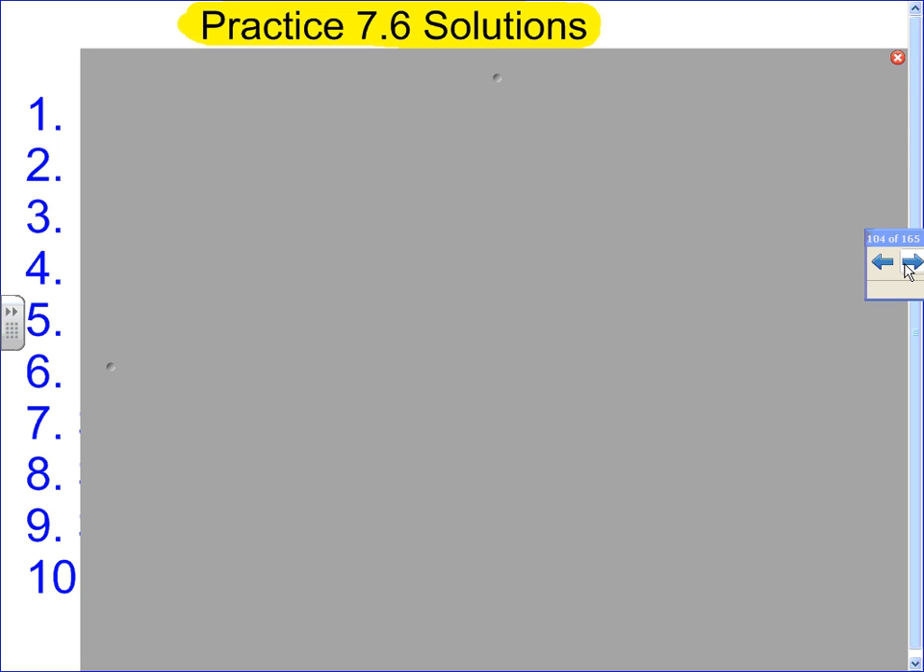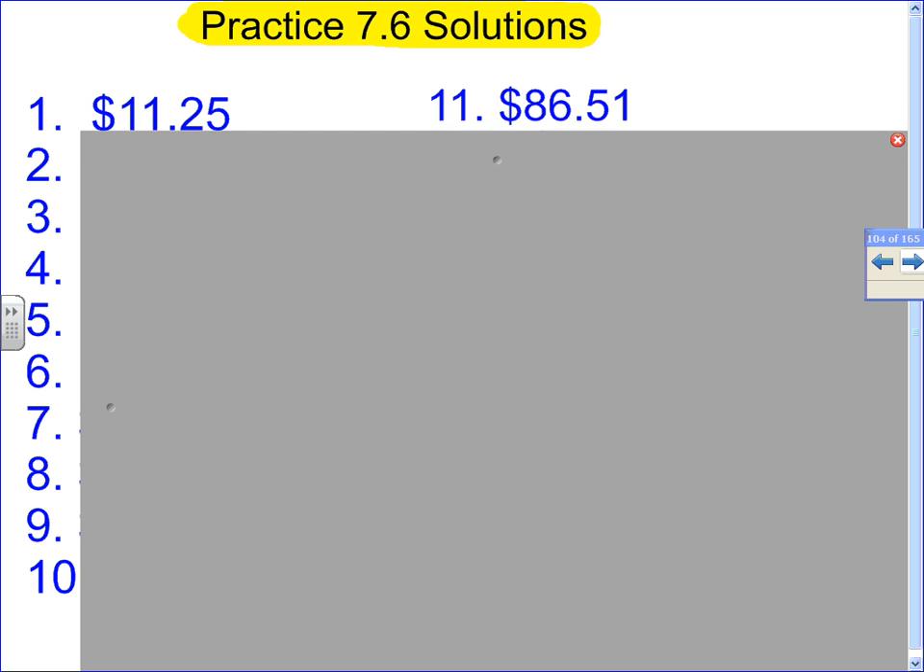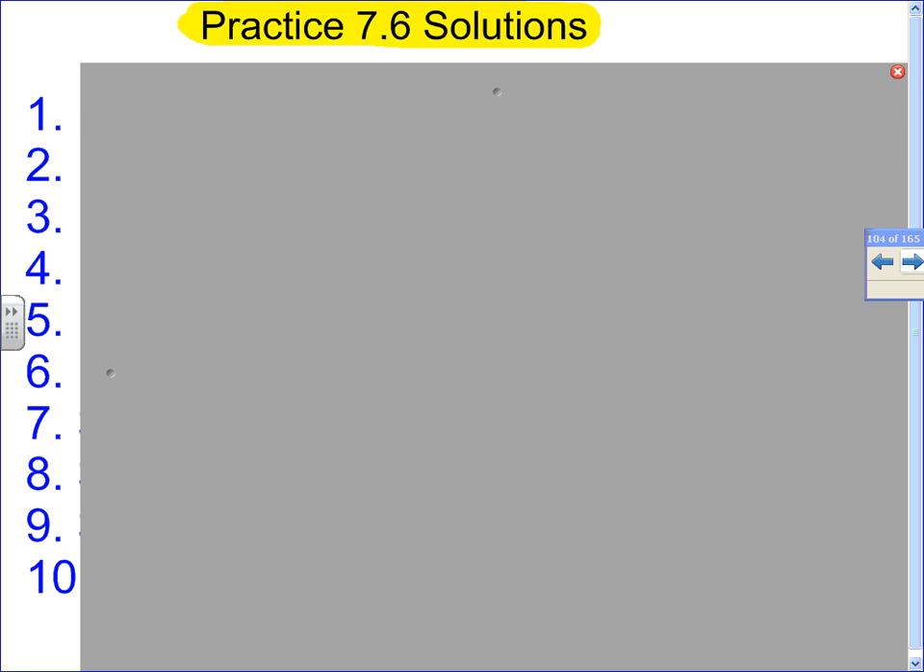All right, Annalise, can you tell us your answer for number 1? Yeah, $11.25. Sean, number 2. You said 100, right? Okay, perfect. Briar, number 3. Good job. Zach, number 4. Good, $26.40. Emma M, number 5. Good job. Adam, number 6. Perfect. Number 7, Mary.